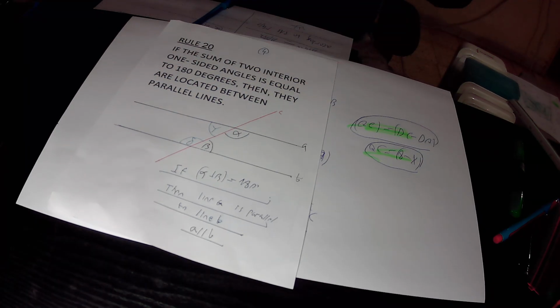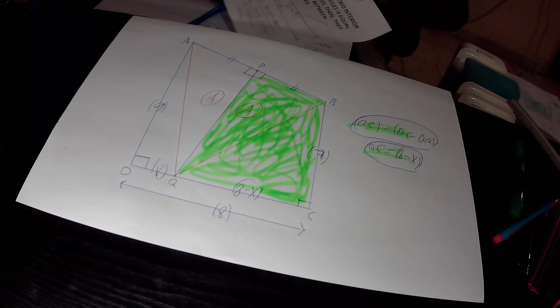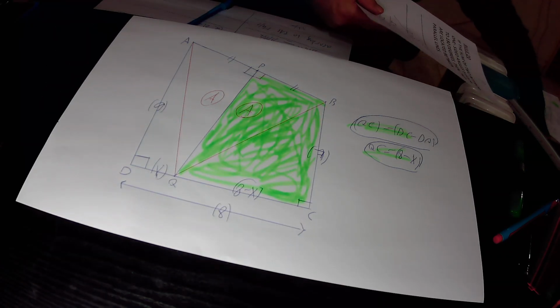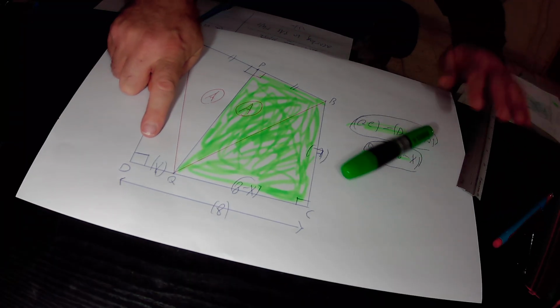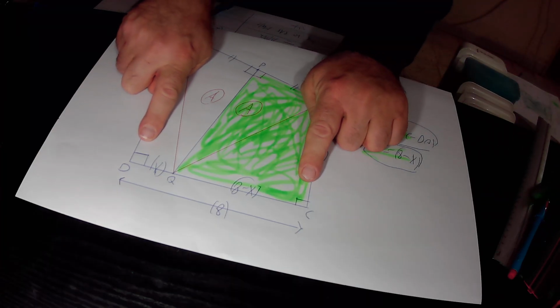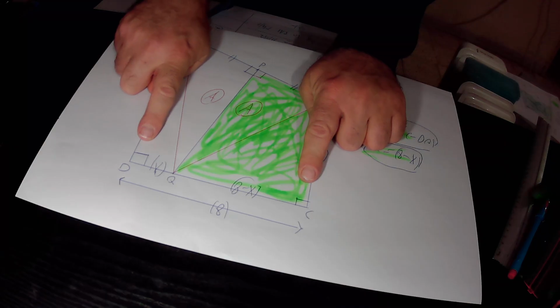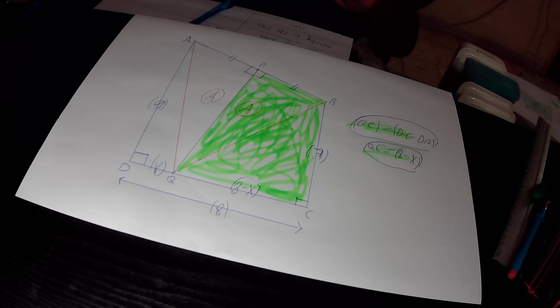We already implemented Rule 20 in our drawing, because in our drawing the sum of those two one-sided interangles is equal to 180 degrees, and therefore they must be located between parallel lines. That is to say, AD is parallel to BC. So in the big quadrilateral ABCD, AD is parallel to BC.